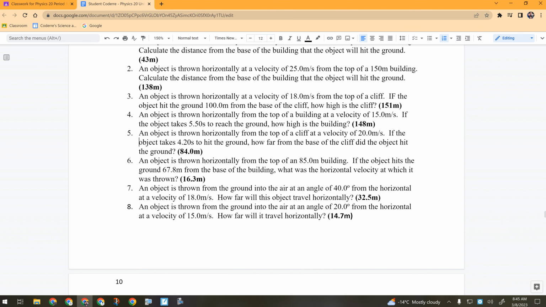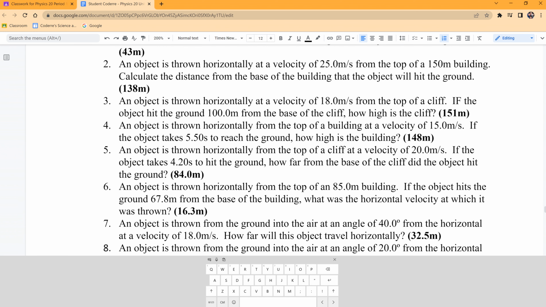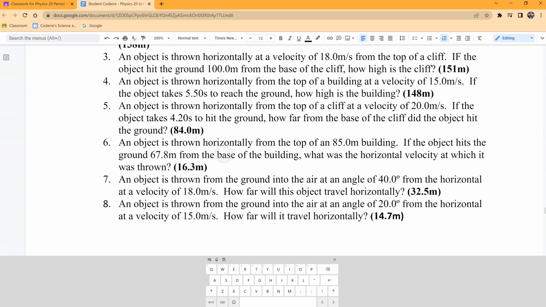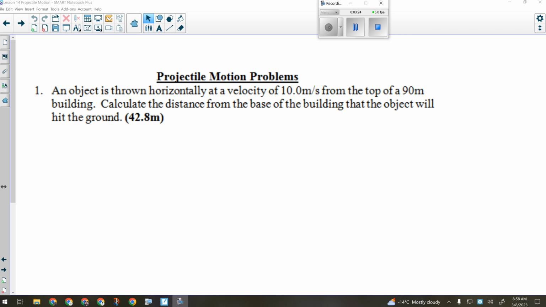I can zoom it in, but you can also see it on your phone, but I'll make it a little bit bigger. Is that a little bit better? Any other questions before we get started on those? Okay, so for number 5, which is not the page I'm on right now.